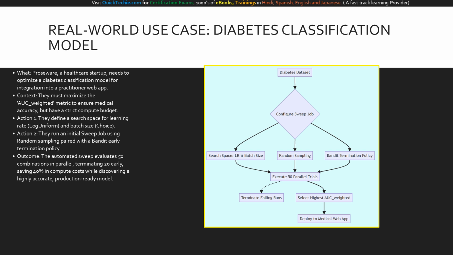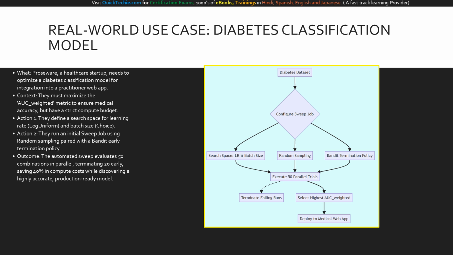First, you define a smart search space, using log uniform for the learning rate and discrete choices for batch size. Second, you configure a sweep job using random sampling. Because you chose random, you attach a bandit early termination policy. The outcome is spectacular. The orchestrator evaluates 50 different model configurations in parallel. The bandit policy automatically terminates 20 failing runs early, saving you 40% in compute costs. Within hours, without manual intervention, the sweep job surfaces an optimized, highly accurate model that is immediately ready for production deployment.